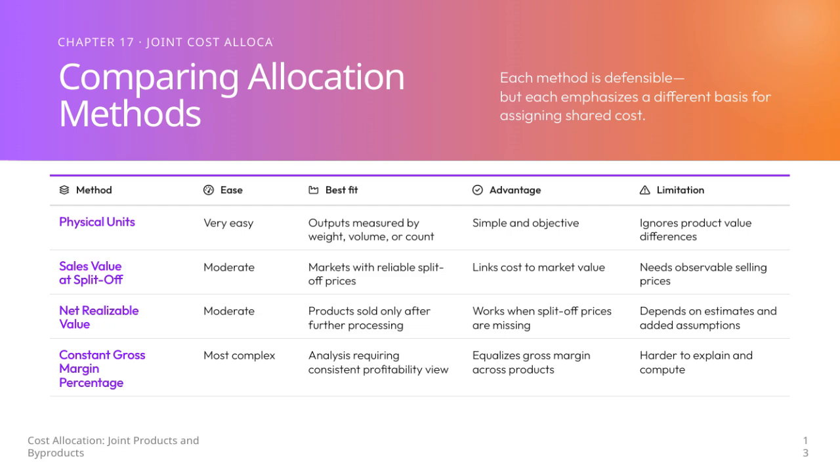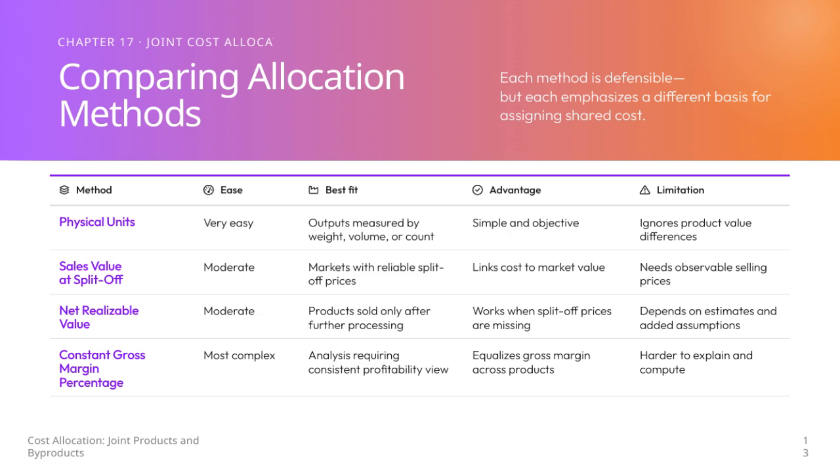Lastly, the constant gross margin percentage method is the most complex of the group. It aims to provide a consistent view of profitability by equalizing the gross margin percentage across products. This approach is harder to explain and compute but can be very insightful for deeper financial analysis. Each of these methods is defensible, but it's important to recognize that they emphasize different bases for assigning shared costs. The choice of method depends on the specific context and what aspect of cost allocation is most important for your business.